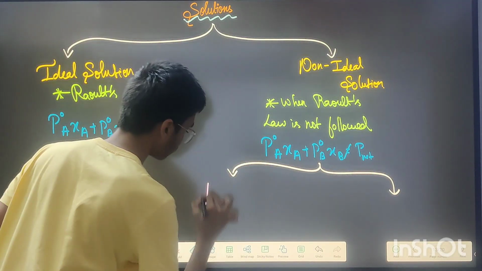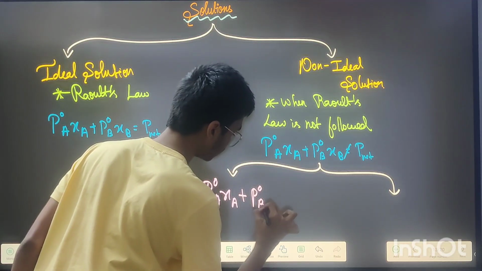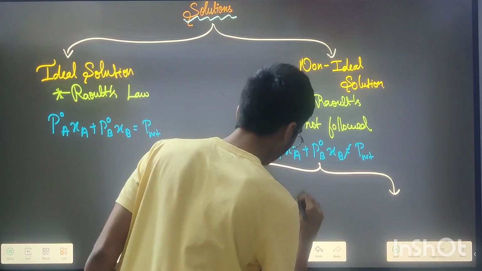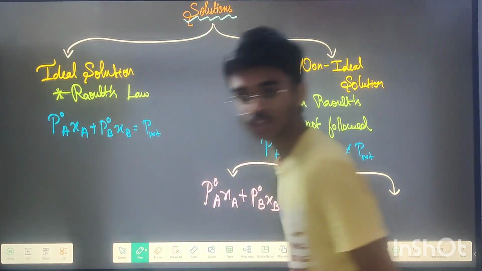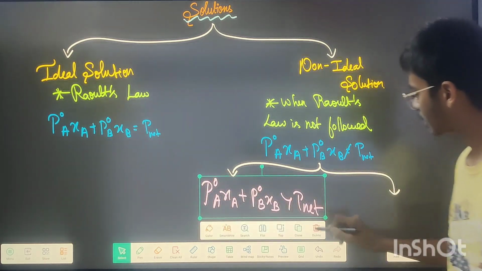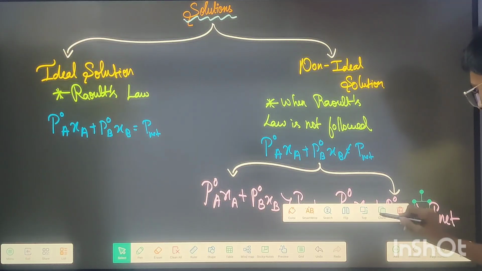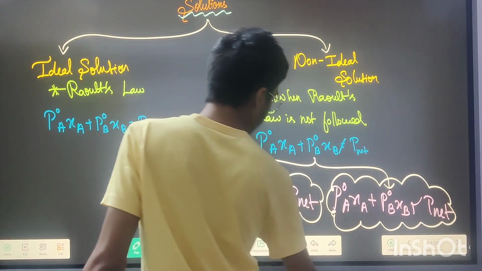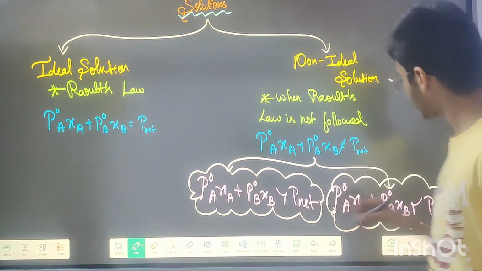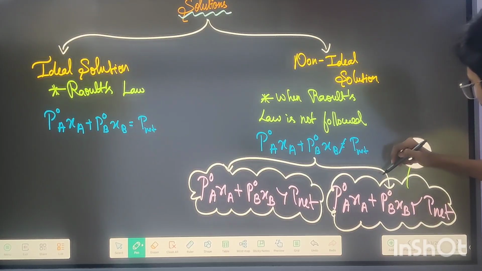Okay, that means P naught A XA plus P naught B XB is actually greater than P net. Okay, this is a condition that you can say. The vice versa is also okay. So flip. Here you can see that these are inequalities, and whenever you are having something like this, it is known as positive deviation. Okay, I'll explain this later.